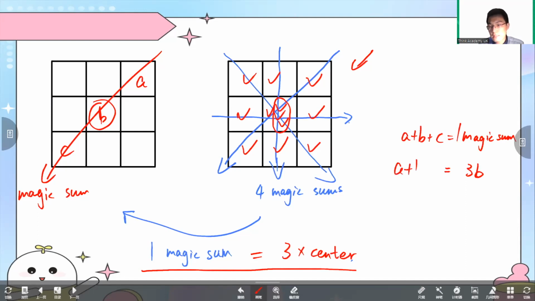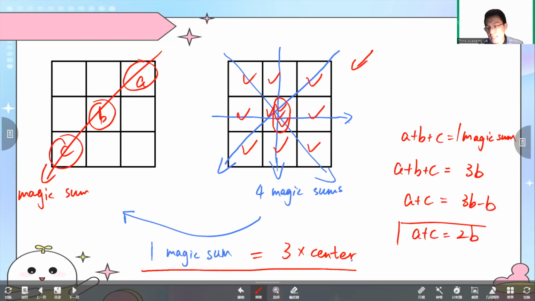So that means A plus B plus C equals 3B. That means the 3 numbers adding up will equal 3 times the center number. Okay, so we can minus B on both sides of the equation, and the equation still stands. A plus C, that means the 2 other numbers, they add up to 3B minus B, which is 2B. So A plus C is 2B. This is the third key point we need to know. And that's all the key points we need to know for today, and then we can solve all the rest of the questions with these 3 key points.